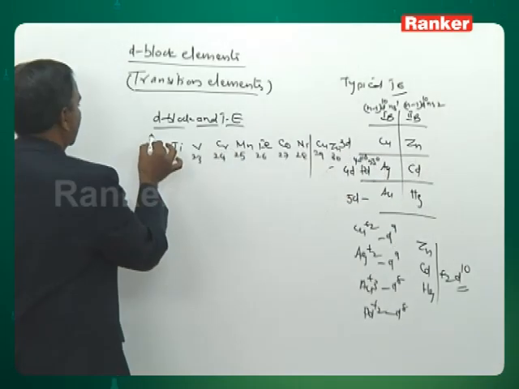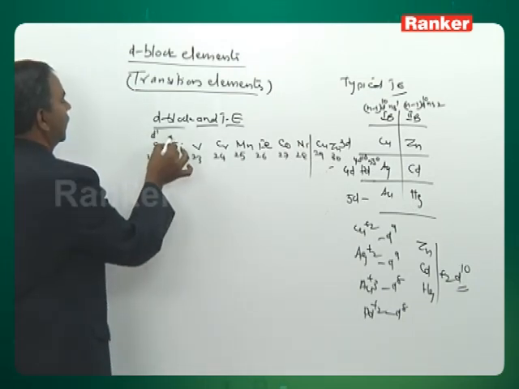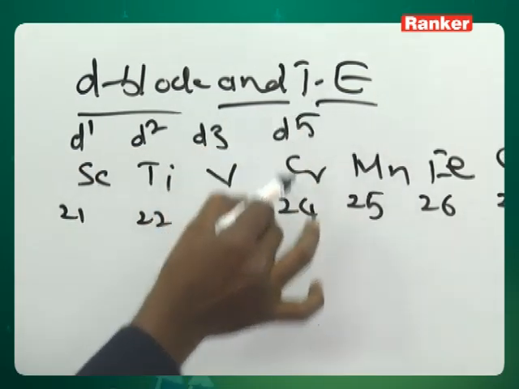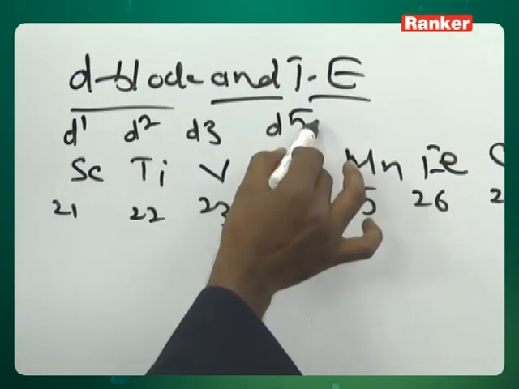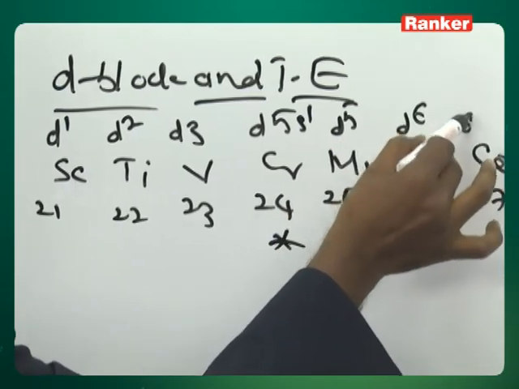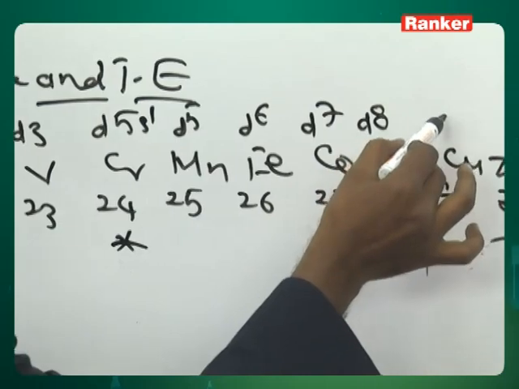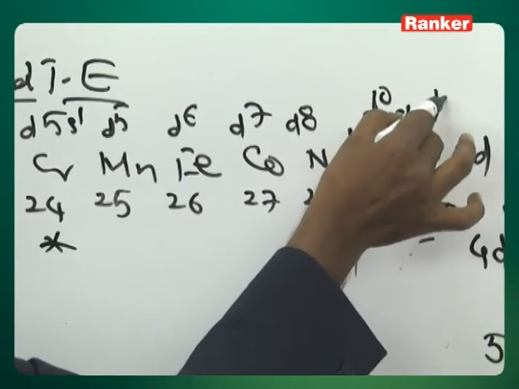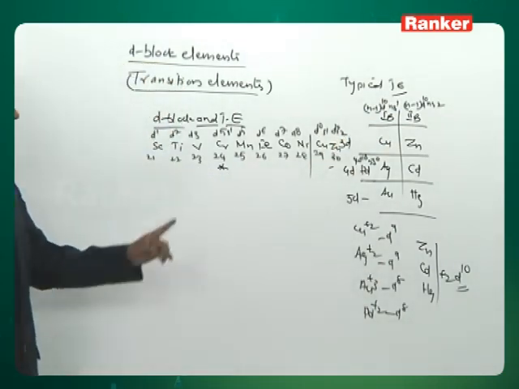Now, the electronic configuration of these: scandium is d1, then d2, d3. This is the exception, you know well. Chromium is d5s1. This is d5s2, this is d6s2, this is d7s2, this is d8s2. This you know well again, d10s1, and this is also d10s2. What are you observing?